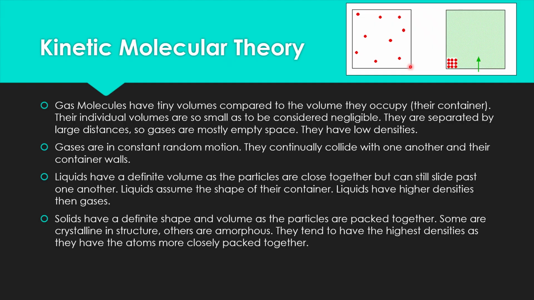Liquids have a definite volume as the particles are close together, but can still slide past one another. Liquids assume the shape of their container, and they have higher densities than gases because they're more compact. Lastly, solids have a definite shape and a definite volume. So we can actually measure with a ruler the shape and volume of a solid, where we can't do that with liquid or gas.